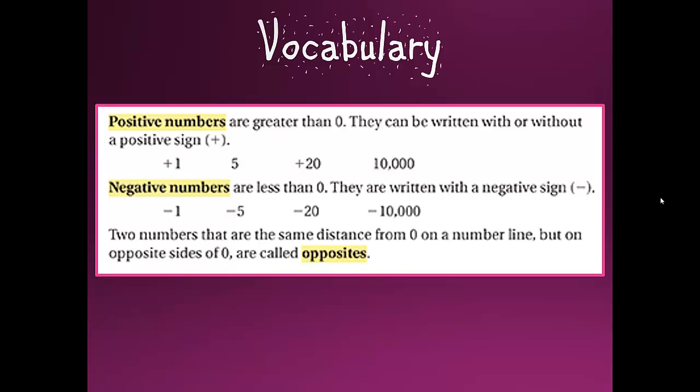Two numbers that are the same distance from 0 on a number line, but on opposite sides of 0, are called opposites.